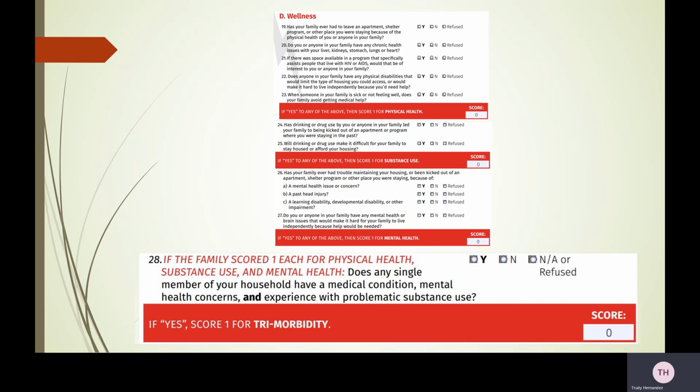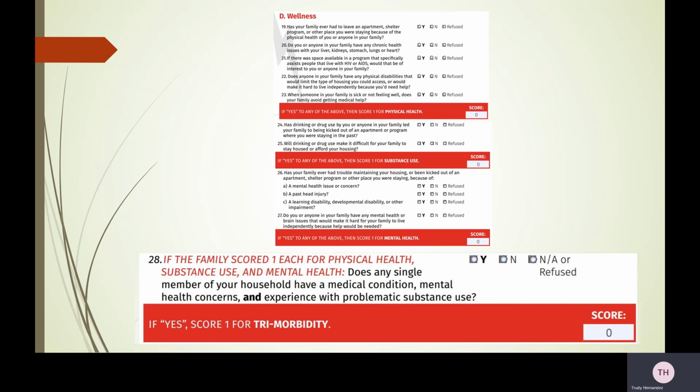So in order to be a trimorbid family, it has to be one single member of the household that has the medical conditions. For example, if we had mom who had a mental health diagnosis, dad who had a substance use diagnosis, and a child with a physical health diagnosis, that family would not be trimorbid. However, if mom had all three, a physical, mental, and substance use disorder, then that family would be considered trimorbid.